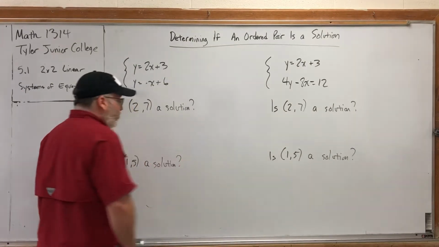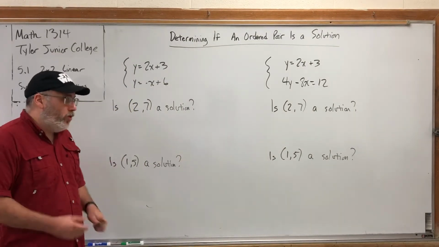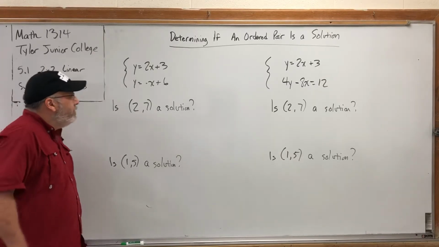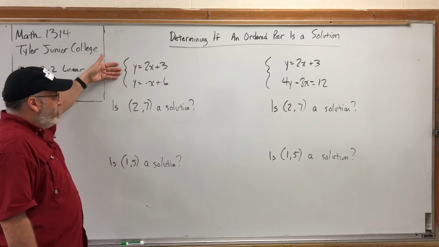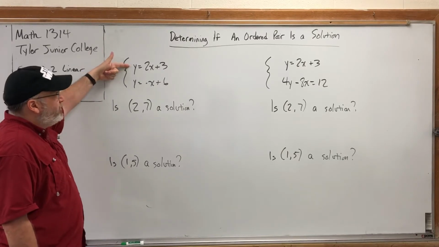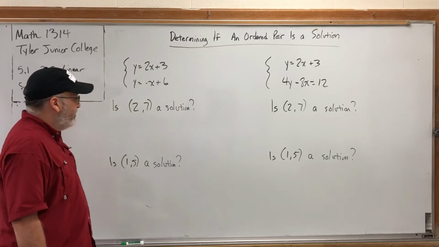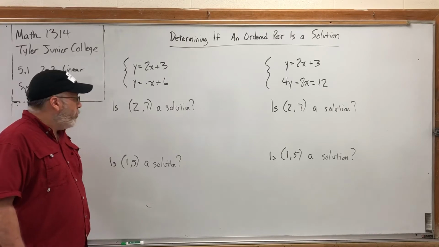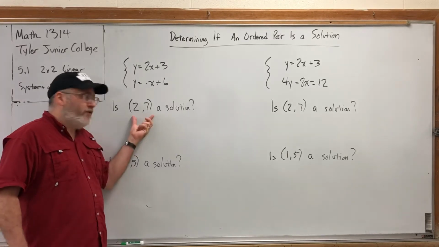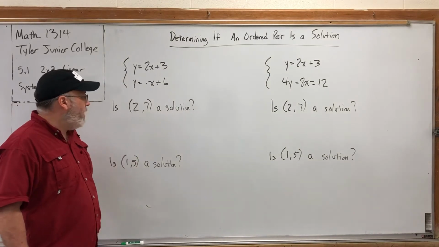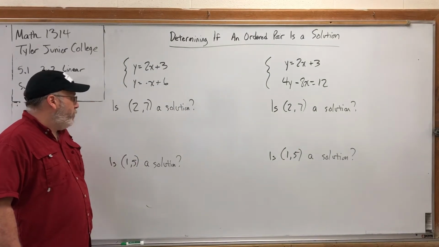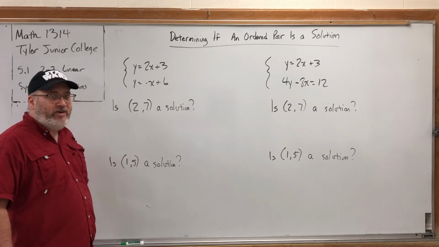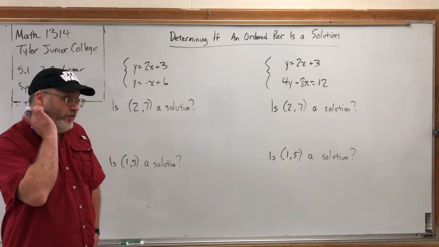Before we go tracking down solutions, let's verify whether or not an ordered pair would be a solution for a given system of equations. Let's start with the system, a 2x2 linear system, y equals 2x plus 3 and y equals negative x plus 6. Is the ordered pair 2, 7 a solution? We are working under the convention that in an ordered pair, the first coordinate is the x and the second coordinate is the y. So, to see if 2, 7 is a solution, we just have to let x equal 2 and y equal 7 in each equation and see if it makes both of them true.